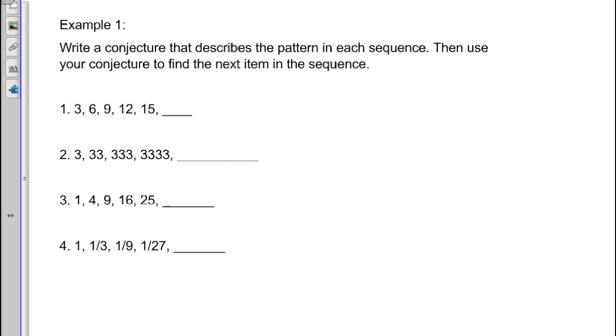So we see 3, 6, 9, 12, 15. So my numbers are increasing by 3 each time, or it's the first term multiplied by 3. So first term times 3, and then this is my term number, my second term times 3, my third number times 3. So several ways to look at that. Increasing by 3 each time.